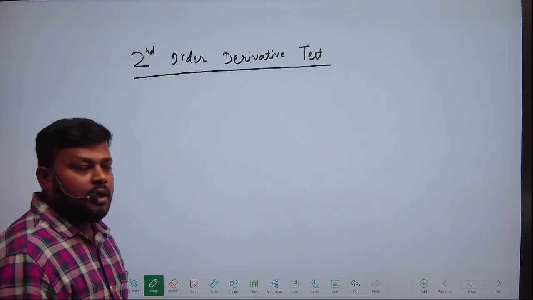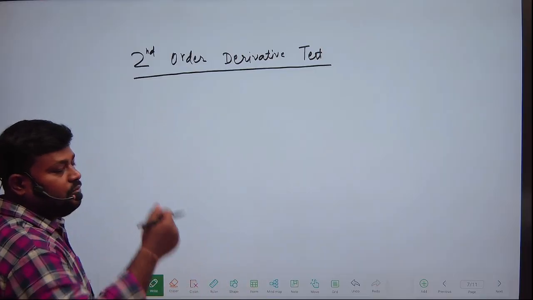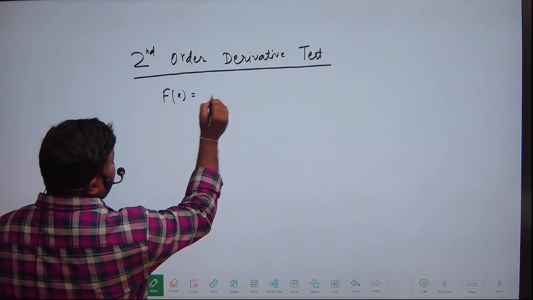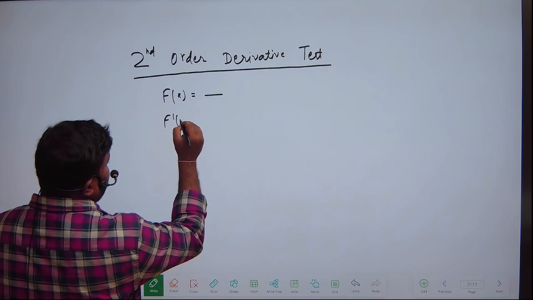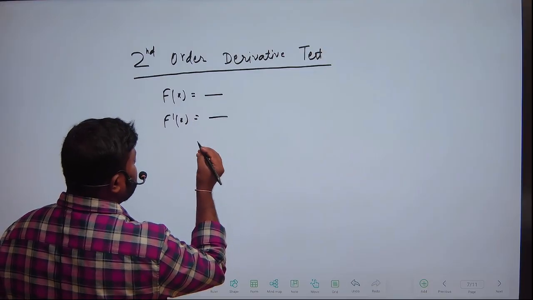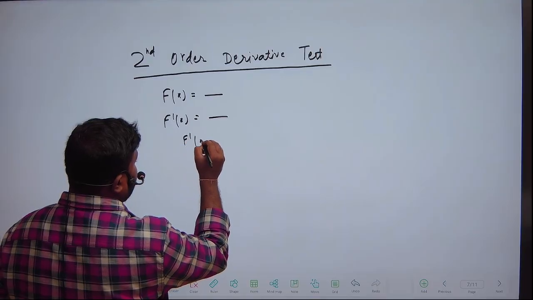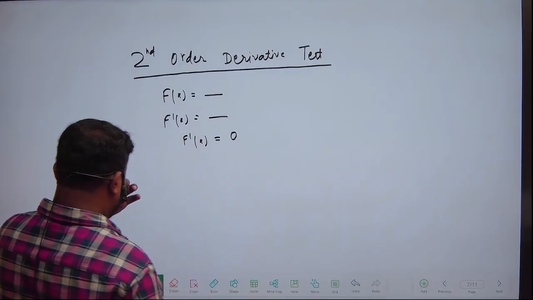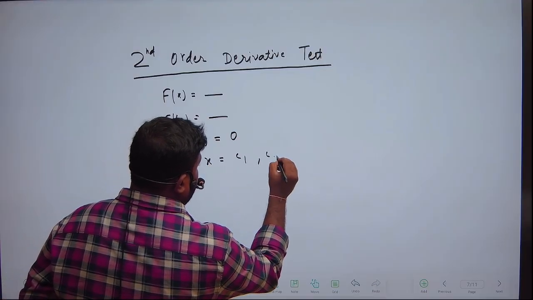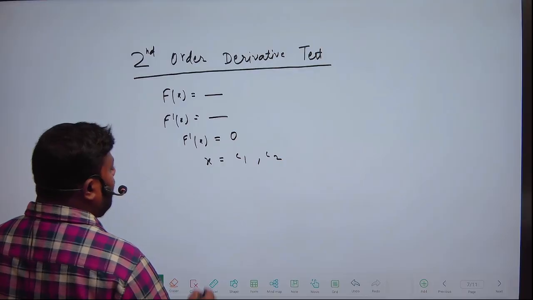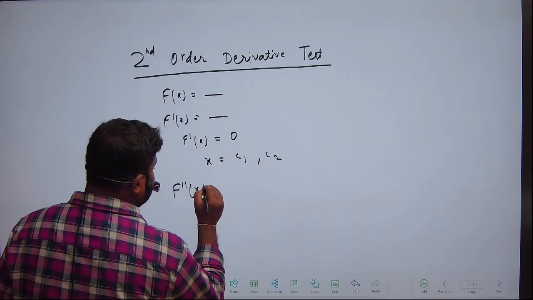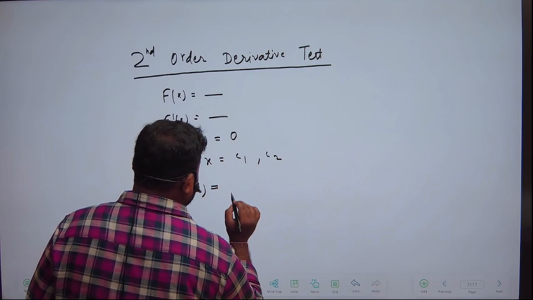Now here in this test, what we have to do? Let us assume any function f of x is given. Let's find the first derivative f dash x. Then do the same thing you did in the first order derivative: f dash of x equals 0. You got some values of x, let us say c1, c2. Now what you have to do? Then find the f double dash of x, the second derivative of that function. You got some values.